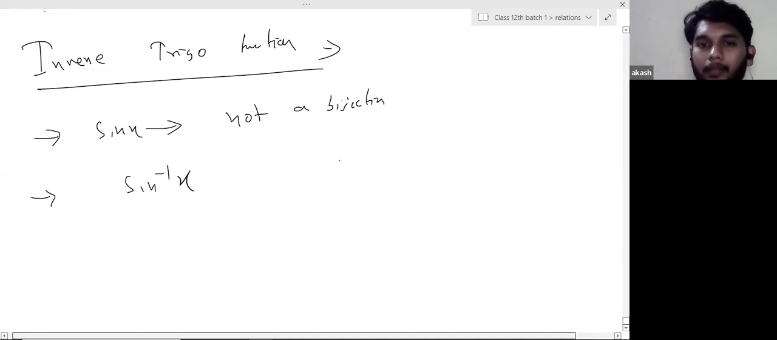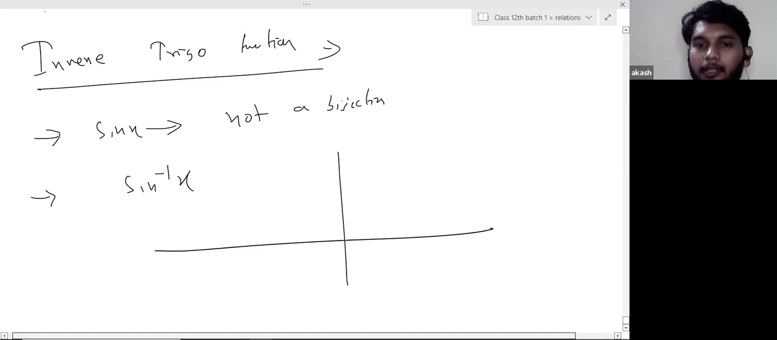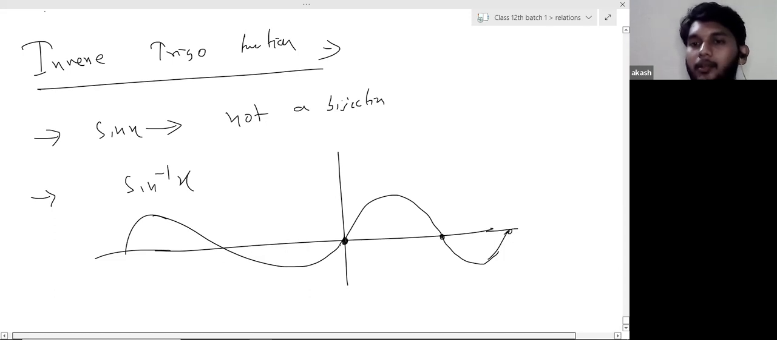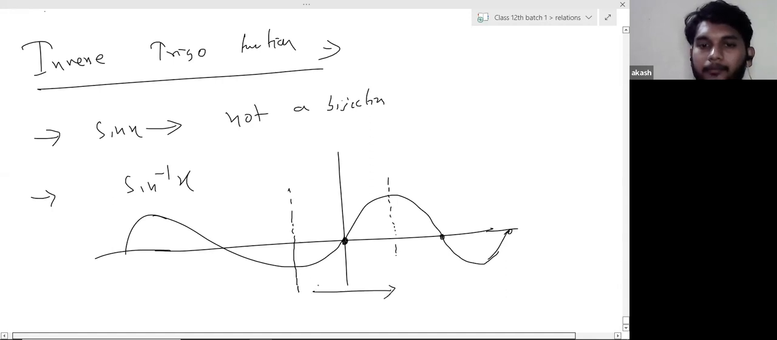What we do is, this is the graph of sine x, right? So you can see, if you put sine 0, then you get 0, sine pi you get 0, sine 2 pi you get 0, and so on. So this is not one-one, this is many-one. So what we do here is, we restrict the domain. How do we restrict the domain? We only see the graph as this, only this much.